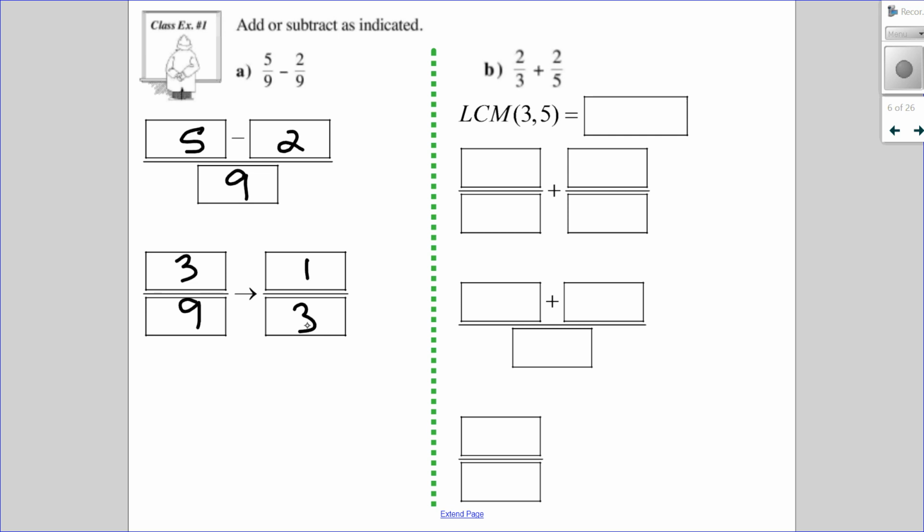Okay, 2/3 plus 2/5. The lowest common multiple between 3 and 5 is 15. So I'm going to create an equivalent fraction out of 15. So to go from 3 to 15, I would multiply by 5.